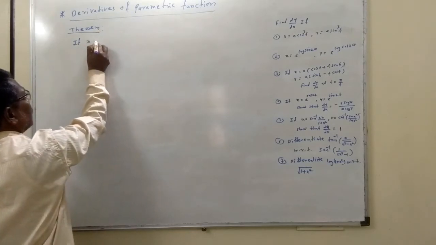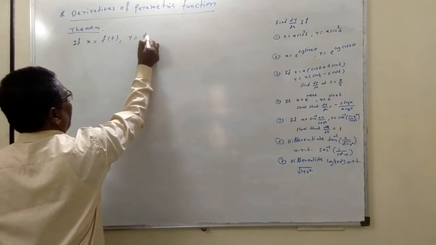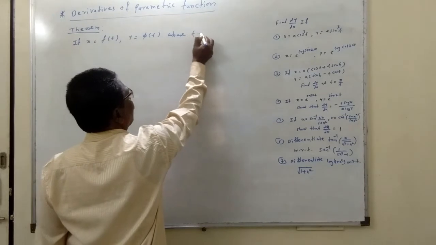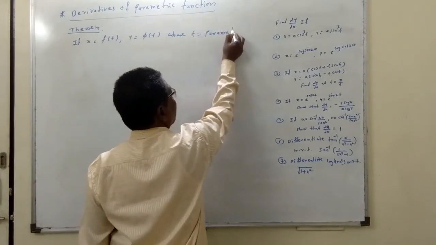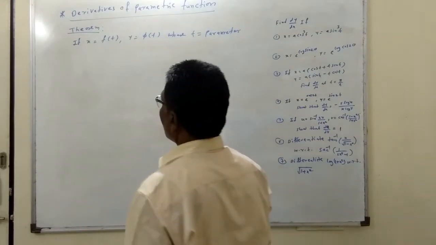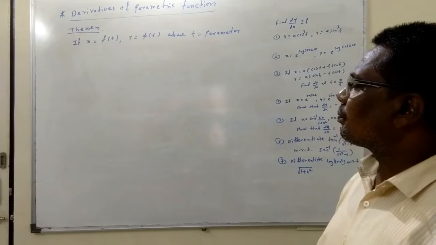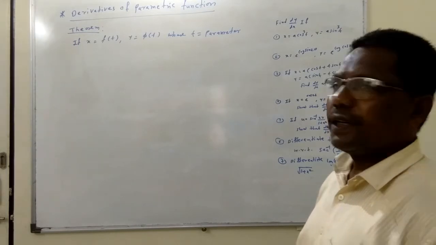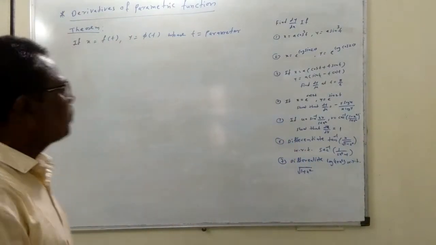So here is the theorem we are using to find the derivatives of the parametric function. If x is equal to f of t, y is equal to phi of t, where t equals the parameter, then this type of function is called the parametric function. That is, the function is defined by the general point of the curve, that is P(x, y), in terms of the parameter t.